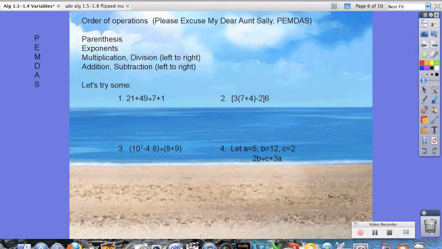So for problem number 1, it says 21 plus 49 divided by 7 plus 1. Now, to make this easier, we're going to use PEMDAS as our checklist. For number 1, do we see any parentheses? No, so we're done. Exponents? No, we're done. Multiplication or division? Yeah, we see division right here. So that's what we're going to do before moving on.